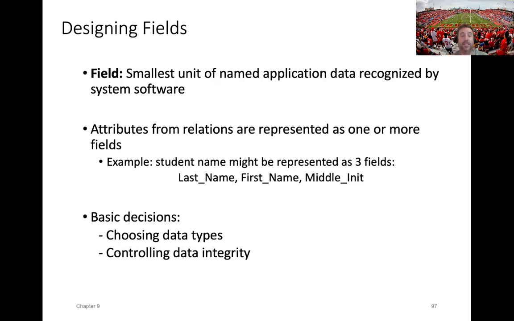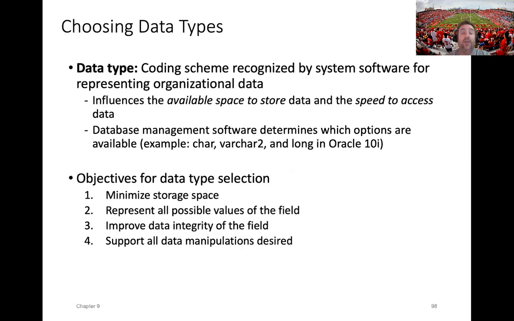And now from the physical side of things, let me just get moving on to my notes. Where are we? We're almost there. Designing fields. The field, the smallest unit of named application data recognized by system software. What else? We've got to choose our data types and data integrity. That's fine. Just look at the notes. Our data types, whatever data type we're going to choose, whether it's CHAR, VARCHAR, VARCHAR2, whatever, and so on and so forth.